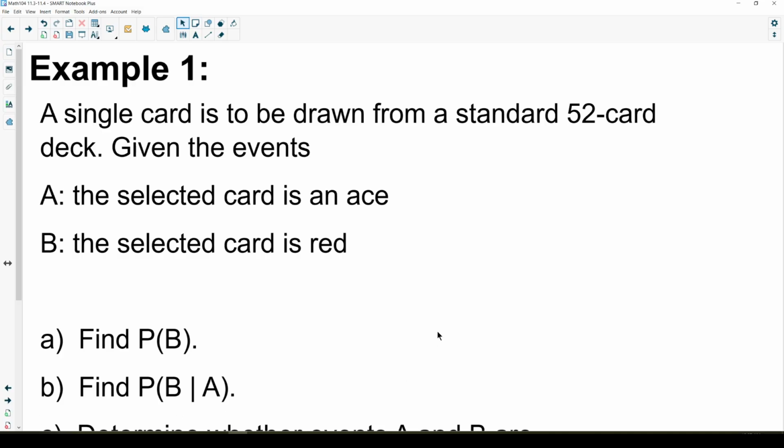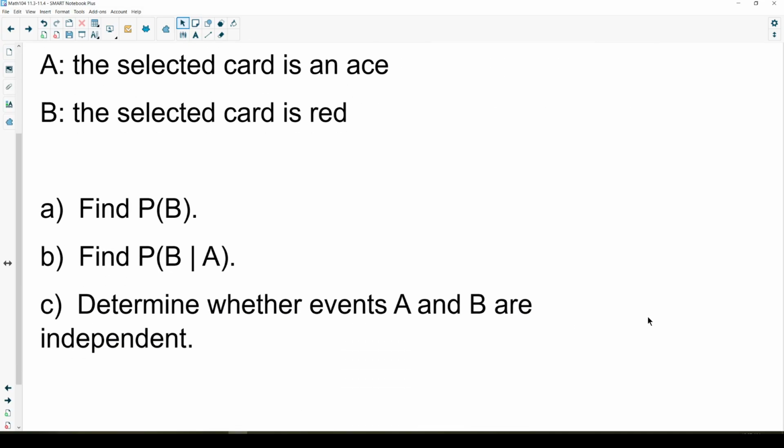So let's say that we have a single card to be drawn from a standard 52-card deck. We'll say that event A is the selected card is an ace, and event B is the selected card happens to be red. Let's find each and see whether or not these are determined to be independent based on the mathematics. All right, so if we're looking at B, selected card is red, well, we know that there are 26 red cards in a deck, and a total of 52. So we'd say that that's a 1/2 probability or a 50% chance.